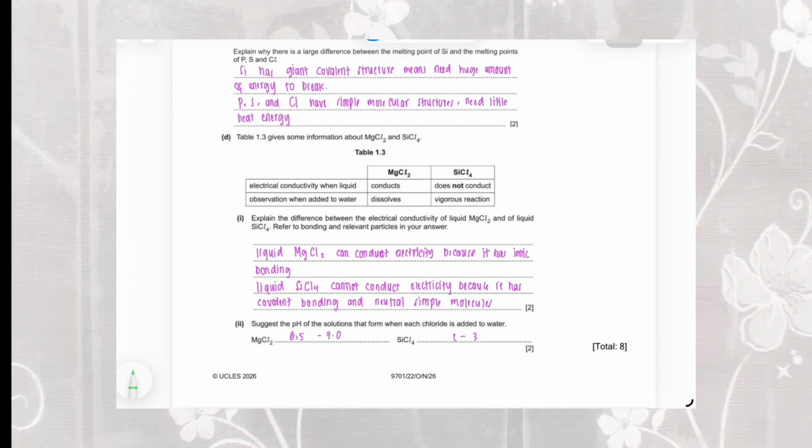C2. Suggest the pH of the solution that is formed when each chloride is added to water. MgCl2 has a pH of 6.5 to 7, while SiCl4 has a pH of 1 to 3. Next, we move to the last question. Number 3.